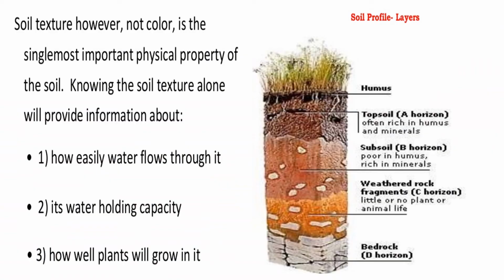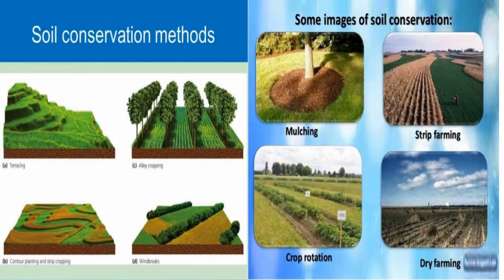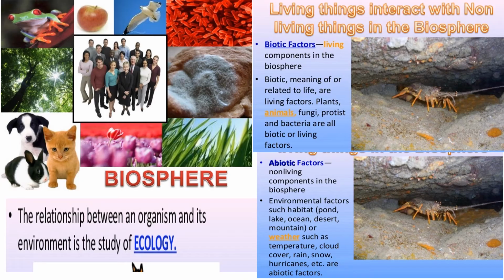Soil texture, however, not color, is the single most important physical property of the soil. Knowing the soil texture alone will provide information about how easily water flows through it, its water holding capacity, and how well plants will grow in it. Soil conservation methods are shown in this slide: terracing method, mulching, strip farming, dry farming, crop rotation, etc.